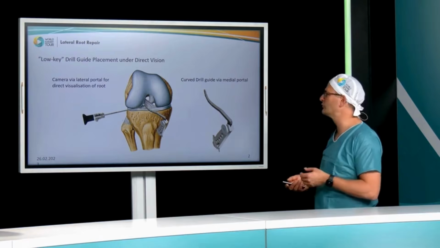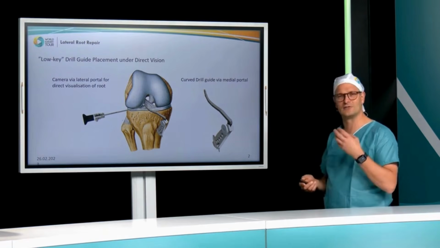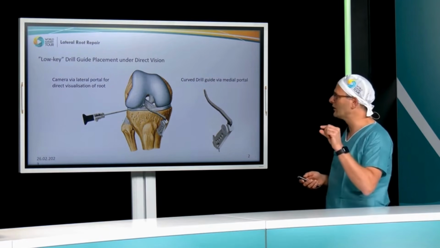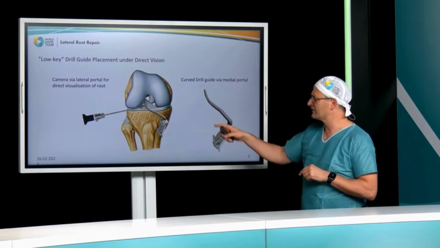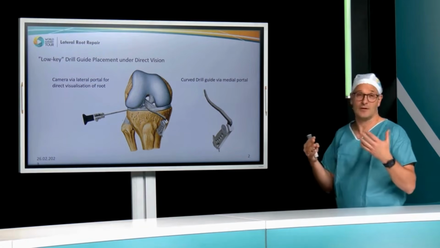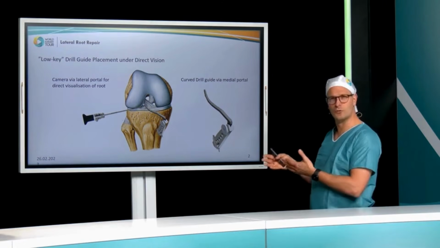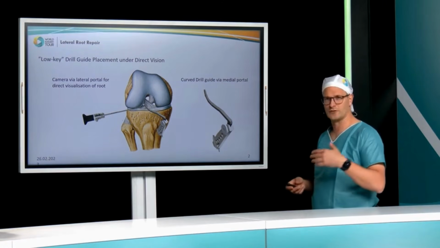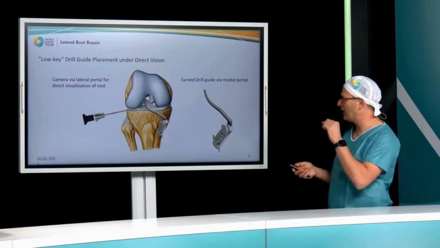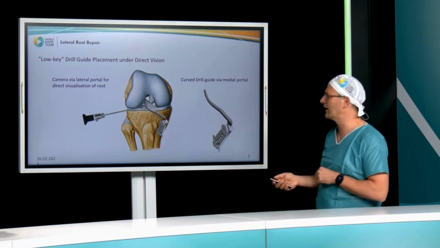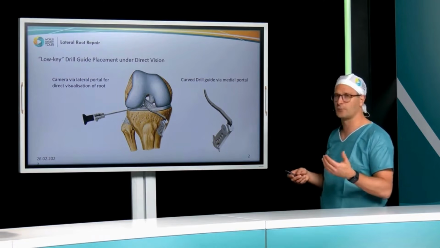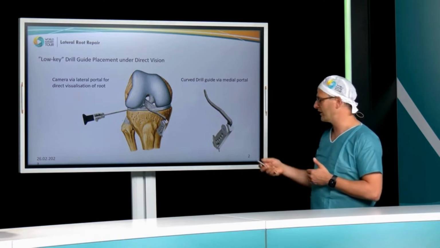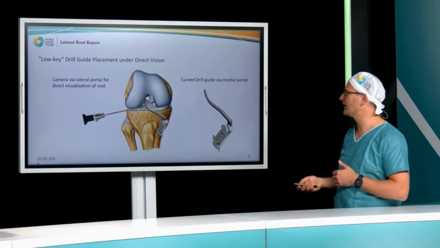Another very helpful tool is a drill guide, which has a very low-profile tip. That means that the tip is small because often the space in the notch is limited. When you do an ACL reconstruction, you're going to remove the ACL, so it creates more space. But for example, if you do a medial root repair, you're happy to have a low-profile curved drill guide. I typically like to keep the camera in the lateral portal and then come from medial to get to the posterior horn of the lateral meniscus.